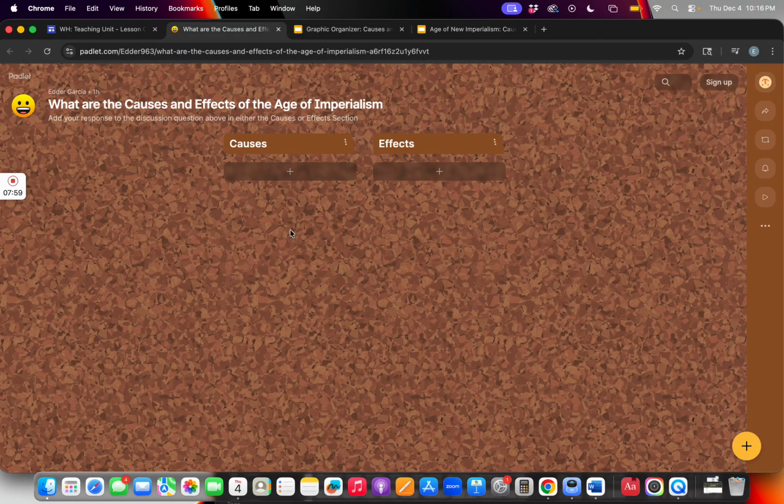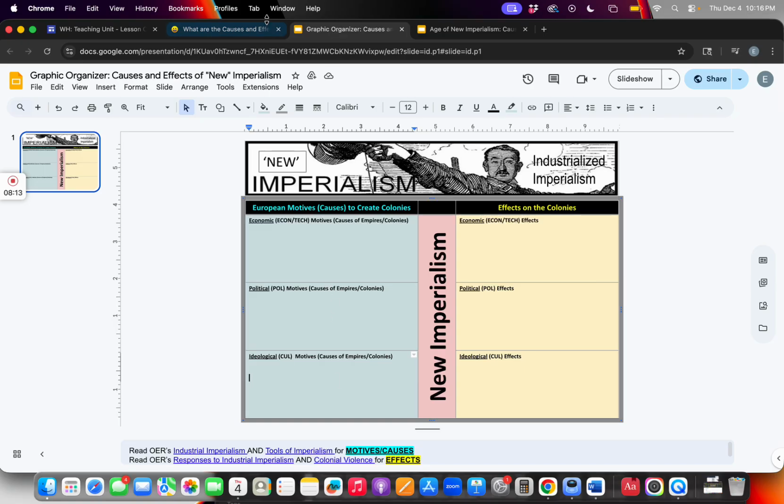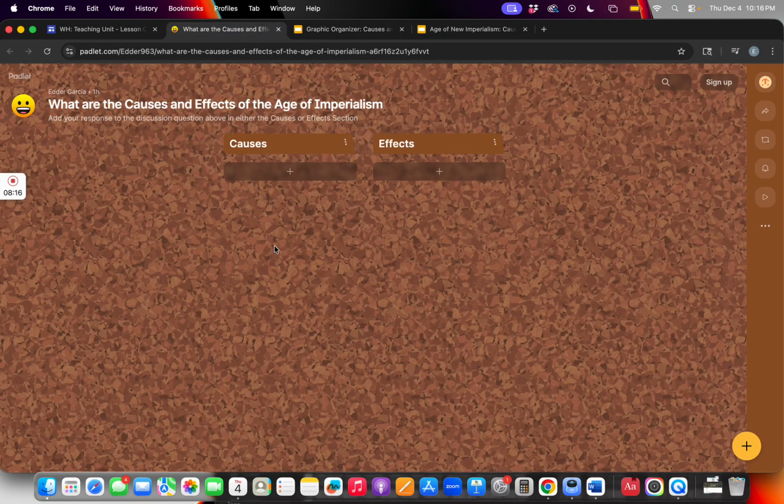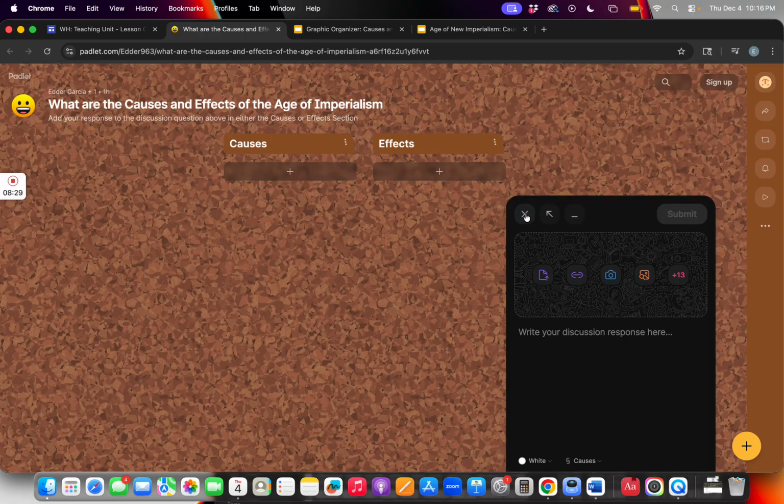which you will be tasked to share one idea that you wrote in your sections. Share it with the class in the discussion board so everyone can benefit and learn from your ideas. If you did the causes section, you would write it here. If you did the effects section, you would write it there.